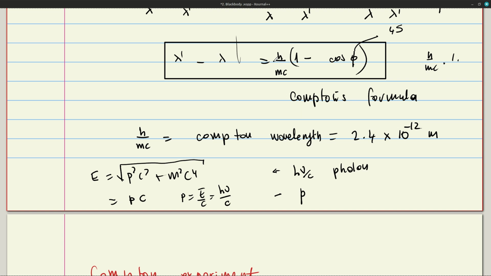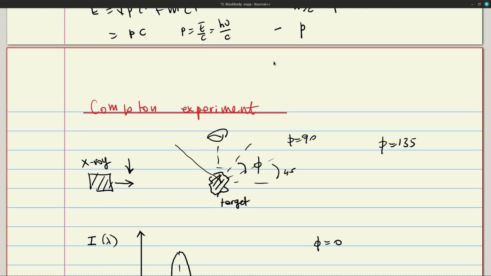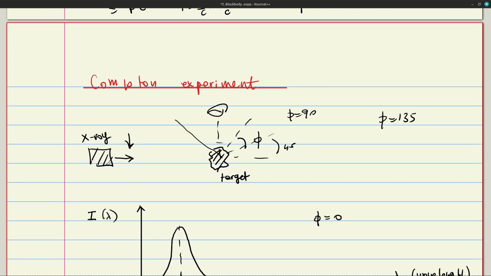Does this Compton scattering tell us something about the property of something? Not the property of the material. Whatever the material you have, as long as you have electrons that can scatter the X-ray, you are going to see the Compton scattering here.